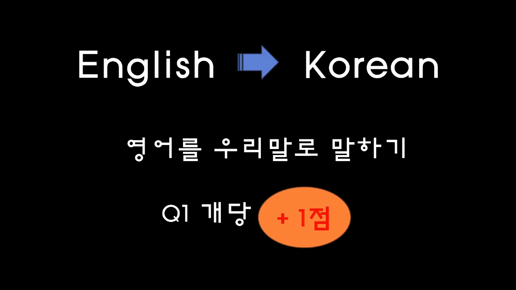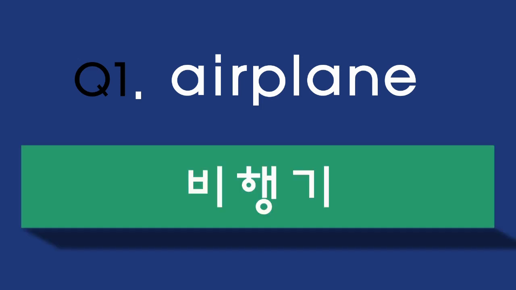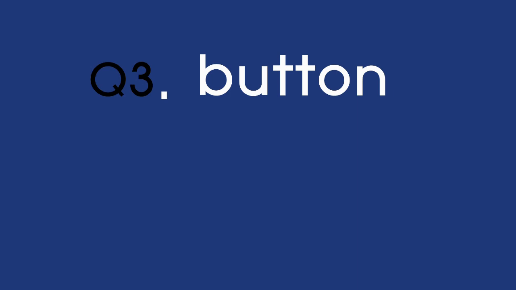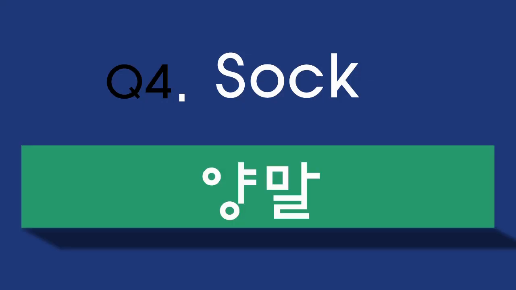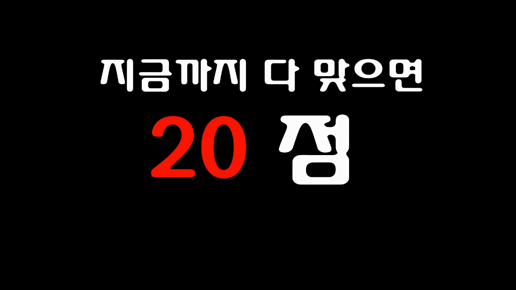English to Korean. 영어를 우리말로 말하기. 한 개당 1점. Airplane. 텍스북. 버튼, 버튼. 싹, 싹. 슈, 슈. 지금까지 다 맞으면 20점.